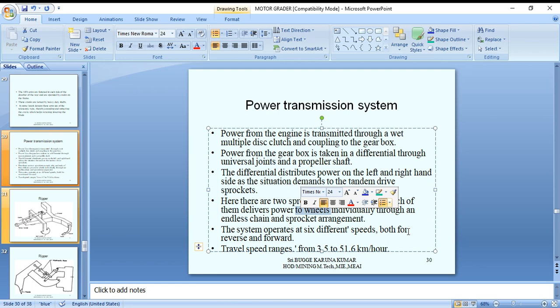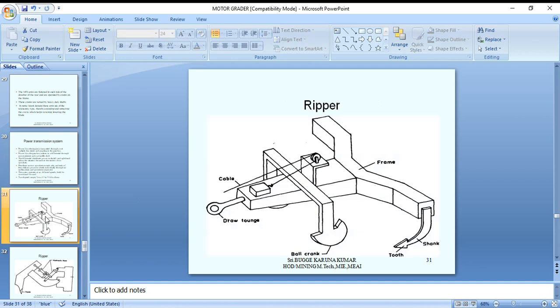So most of the transmission system, through the clutch and coupling, gearbox system, has different gears. So power can be transmitted from the engine to the pushing of material. I mean, the circle movement operations are independent. Similarly, the ripper type drawbar is given with a cable and frame. This is another type. It can be attached at the back side of the road motor grader.